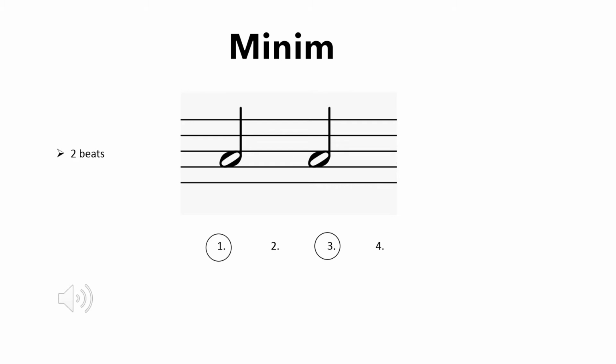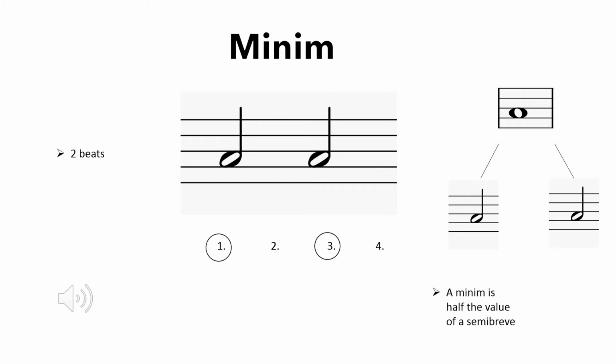This time the note played from 1 to 2, then stopped and started again at 3 and finished at 4. This is because it only plays for 2 beats. A minim is half the value of a semibreve, which means that 2 minims make up a semibreve.